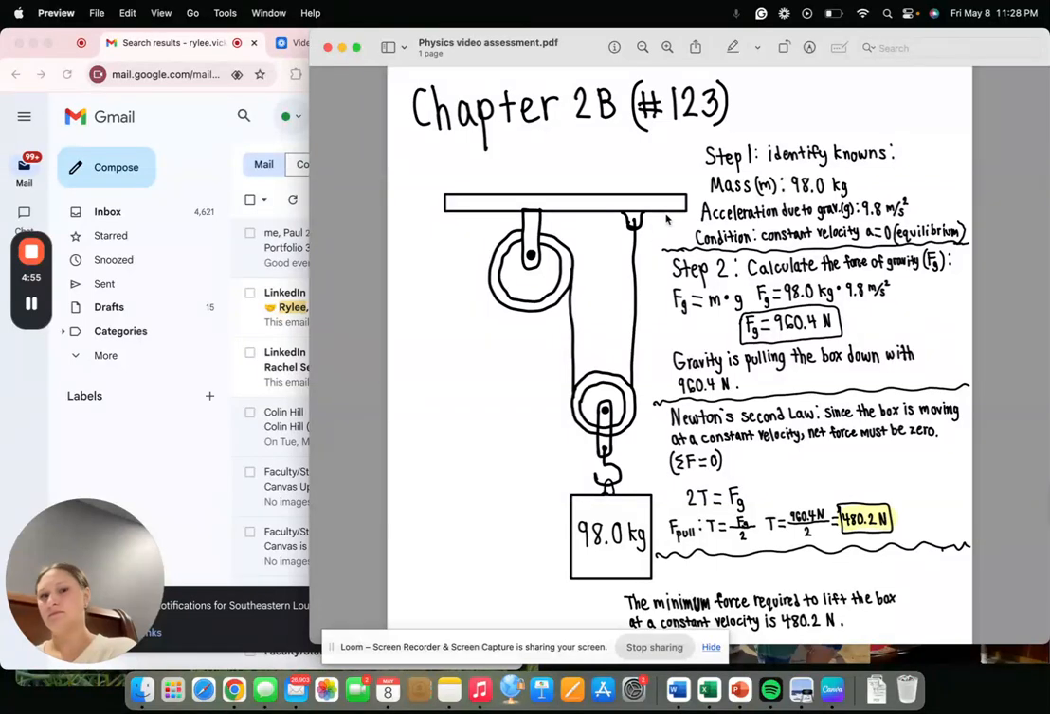Okay, so today I'm solving for the minimum force needed to lift a 98 kilogram box at a constant velocity using a two pulley system. And here is all my work for this.